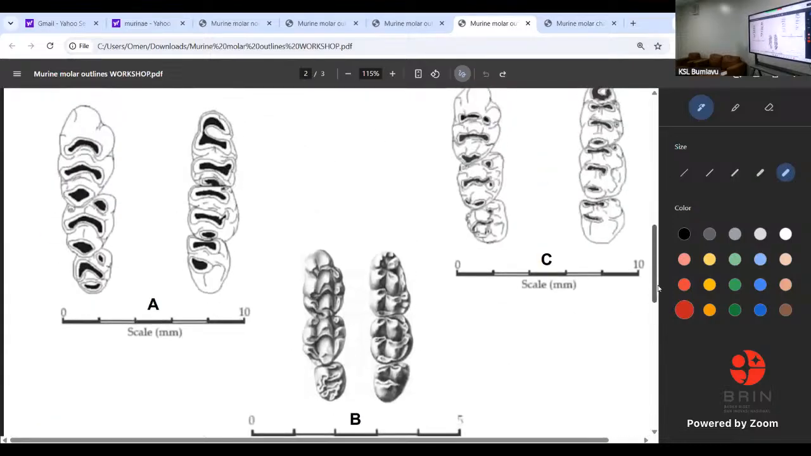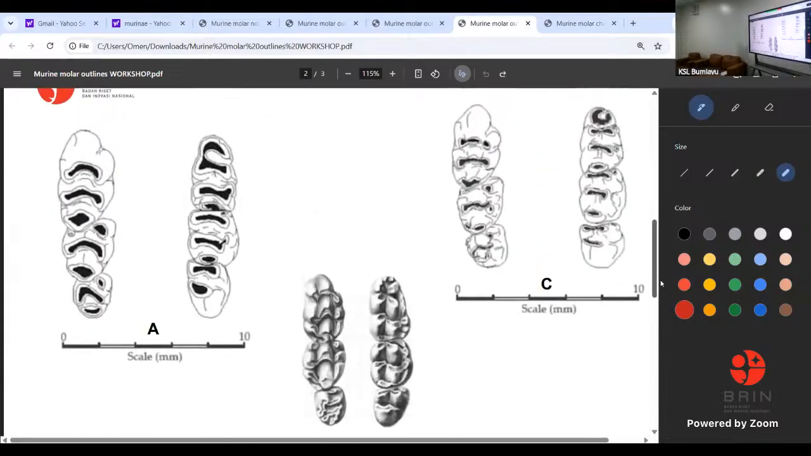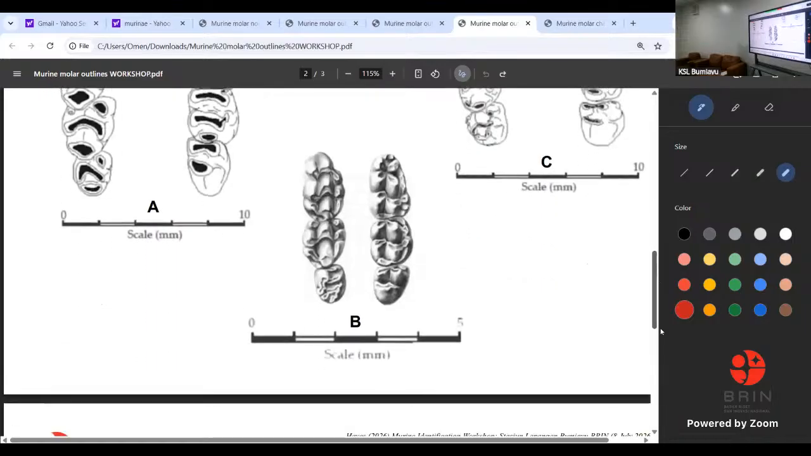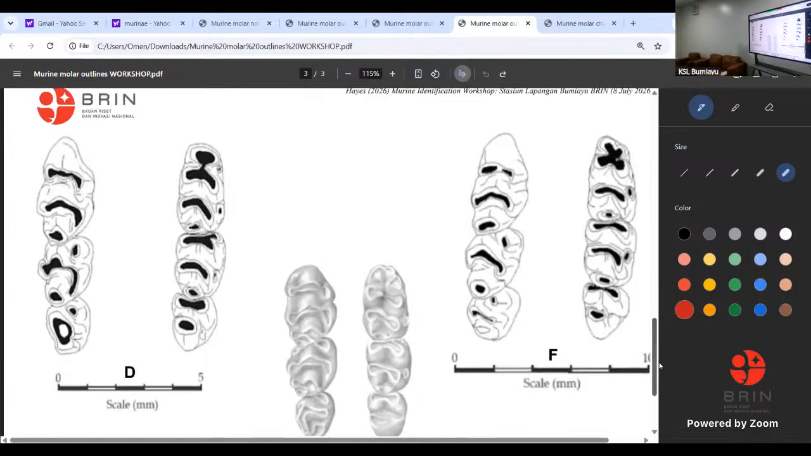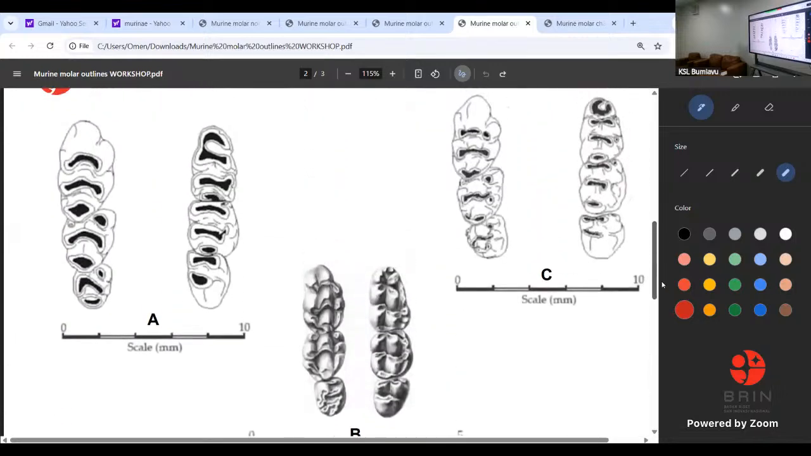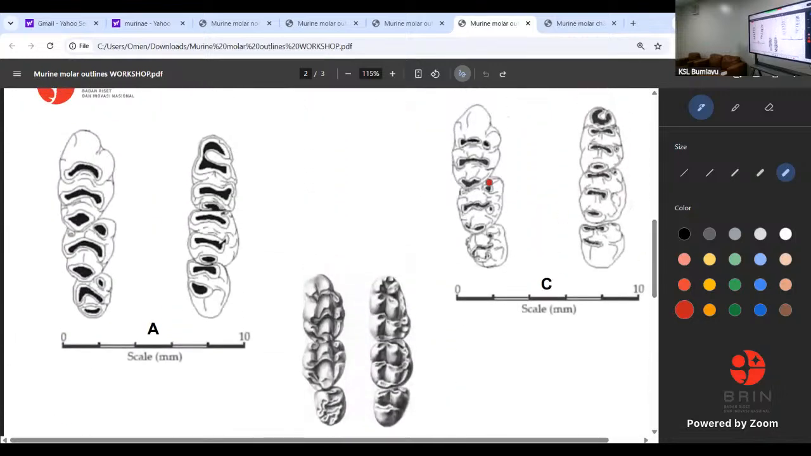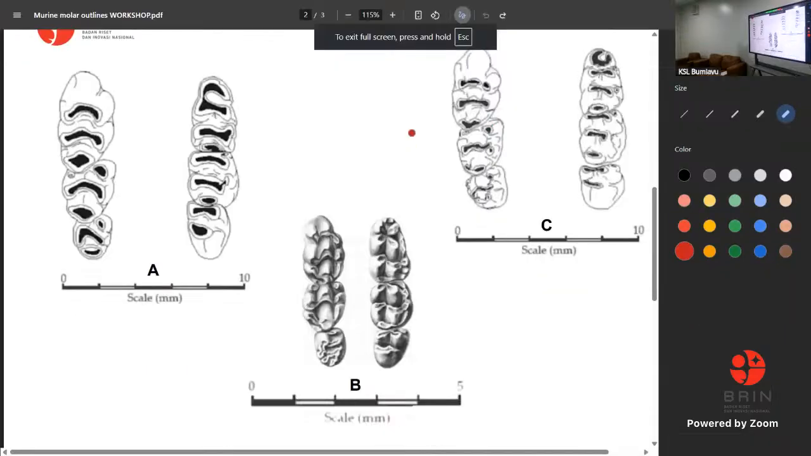So it's really important that you look at the scale. Otherwise, you'll be trying to figure out if this is one of the bigger rats when it's only 4 millimeters long. So look at your scale. That's the first one. For me, some people go morphology first. I go size. I really want to know the size.